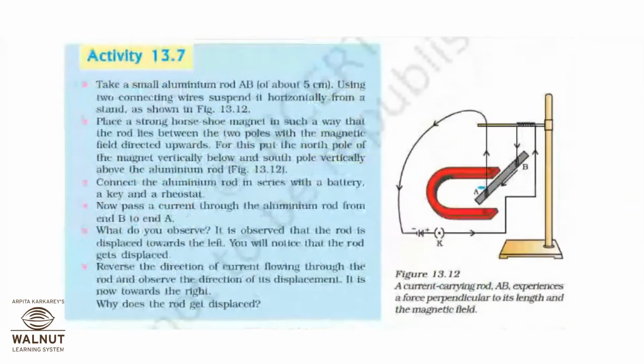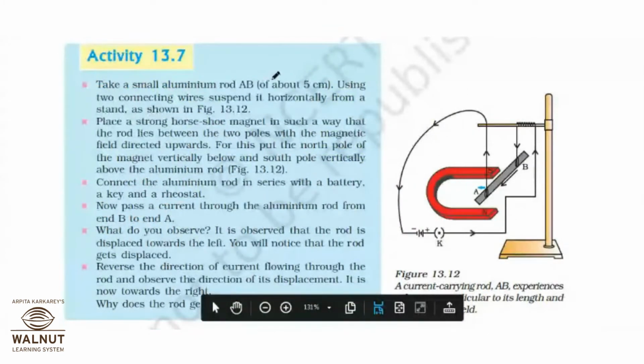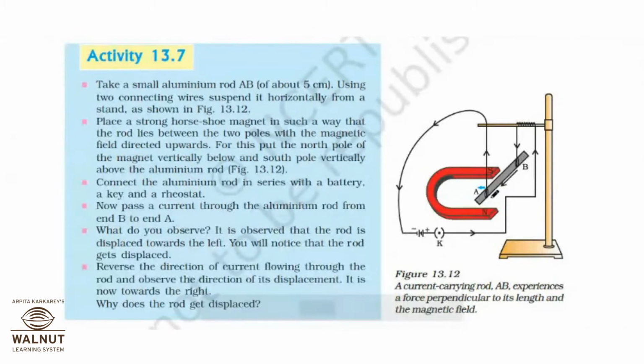So what we have done in this activity: take a small aluminium rod AB. This is the aluminium rod you can see in this activity, AB, of length about 5 centimeter. Using two connecting wires, suspend it horizontally from the stand.